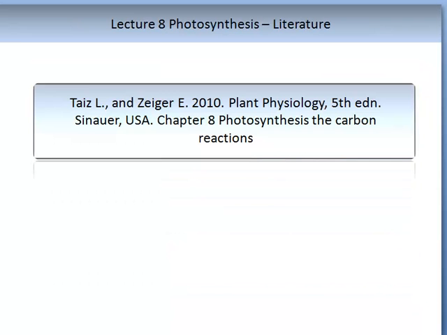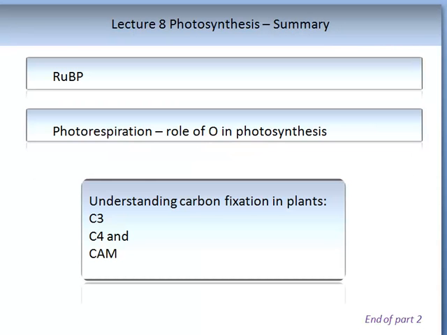In part 1 of the lecture on photosynthesis, you were asked to read the Taiz and Zeiger chapter on plant physiology, chapter 8, Photosynthesis: the carbon reactions. Now that you have listened to this lecture and begin to understand the differences between the C3, C4 and CAM, I'd like you to review that and insert any additional notes that you feel will complement this topic in this section in your notes.